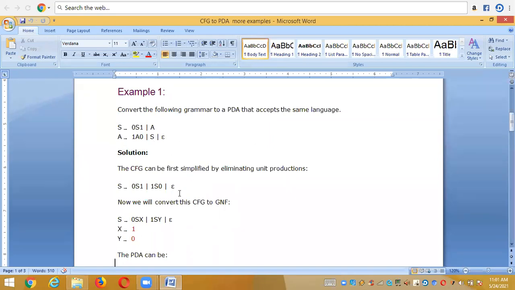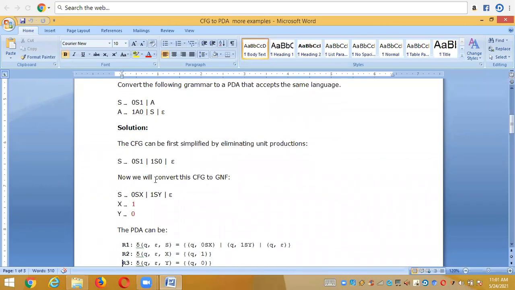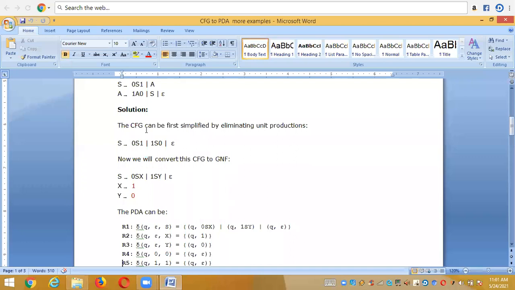Before that, you need to check whether the given grammar is in GNF or not. So for that, I start the solution. The CFG can first be simplified by eliminating unit productions. Here I have a unit production, S tends to A. So I need to eliminate that unit production, and in the place of this A, I substitute the rules of A. The rules that I have for A are these. So I substitute all the rules, and here my production of S becomes 0S1 or 1S0 or epsilon.